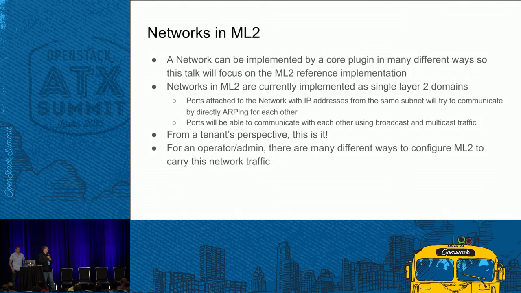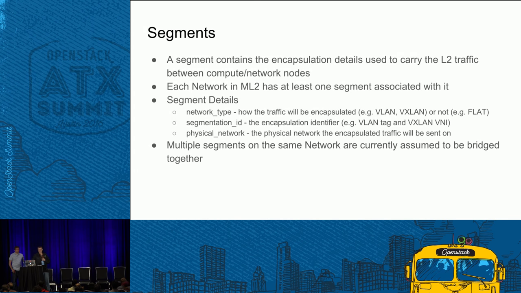So from a tenant's perspective, if you're just a Neutron user, you're not an operator or anything, this is it. This is all you see for the network. You don't see all the nitty-gritty details of VLANs or VXLAN or GRE or anything like that. But for the operator admin use case, there's a lot of different ways to configure how a Neutron network ends up being carried across the wires in the data center. And that's where these physnets and segments come in.